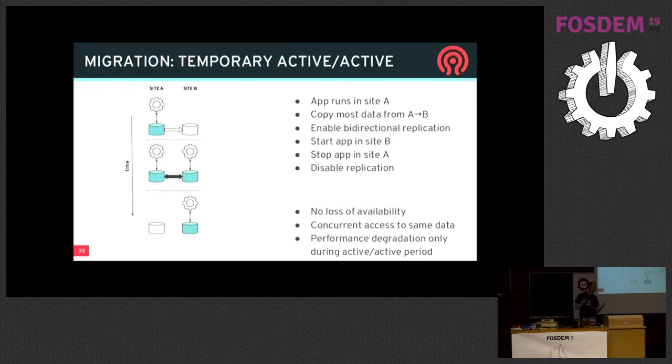What would be even better is if you could start up the application in the second site while it's still running in the first site, and then you can seamlessly switch over traffic from one instance of the application to the other. That would be great, but it needs this ability to temporarily be active in both sites. So if you can do that, then it's awesome, right? You have no loss of availability, you have concurrent access to the same data. If there's any performance degradation, it's only during that interim period where you're replicating across both sites.